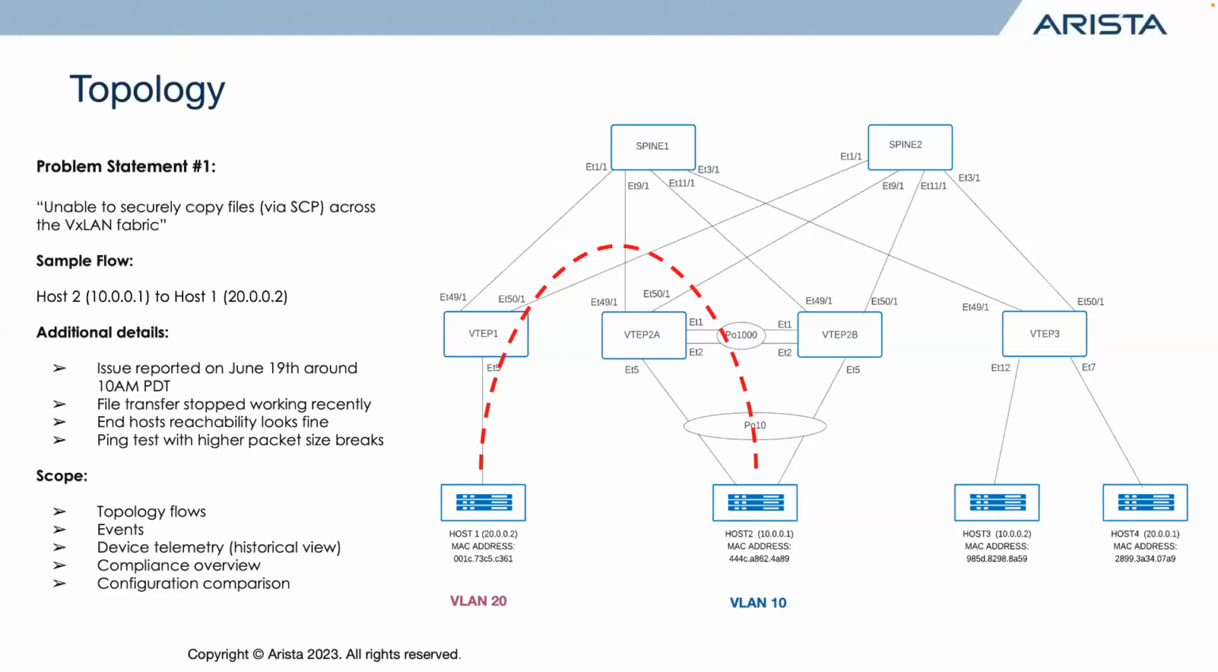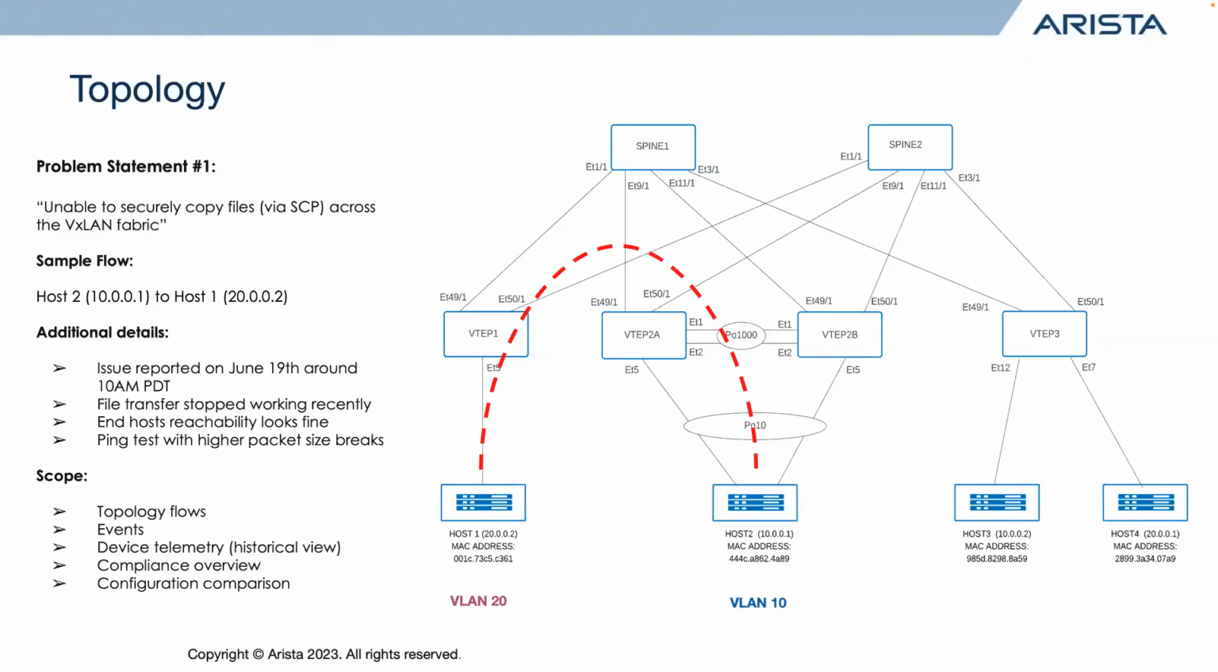Let's do a quick callback to the problem where the customer reported that file transfer using SCP isn't working across the VxLAN fabric. So the flow is set between host 1 and 2, where a file that is residing on host 2 needs to be transferred to host 1. Now, based on the initial troubleshooting from the customer, there were some tests that were performed and some additional details were shared, as we see on the screen.